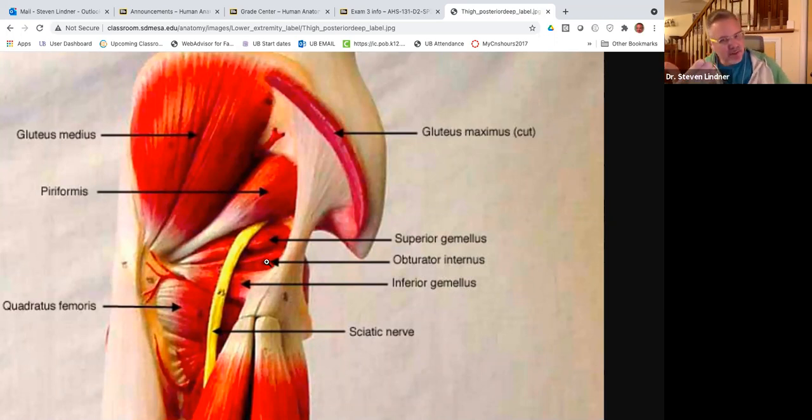The obturator externus is on the opposite side. It can't be seen here. And there's the quadratus femoris. So all of these, the piriformis, both gemellus, the obturator internus, even the obturator externus, which can't be seen, and the quadratus femoris, all of them are hip external rotators. That looks like taking your foot and rotating it laterally, like walking out like a duck. That would actually be hip external rotation. And then there's your sciatic nerve.